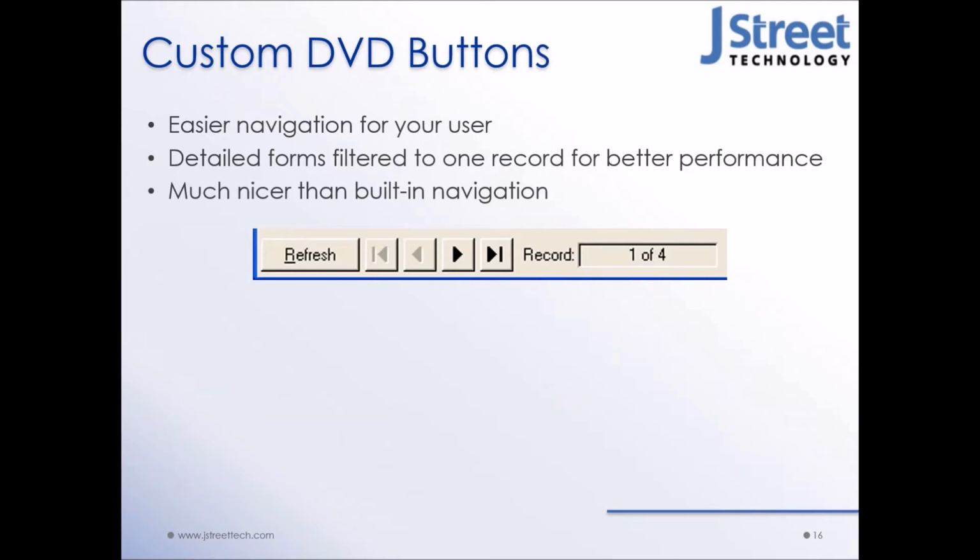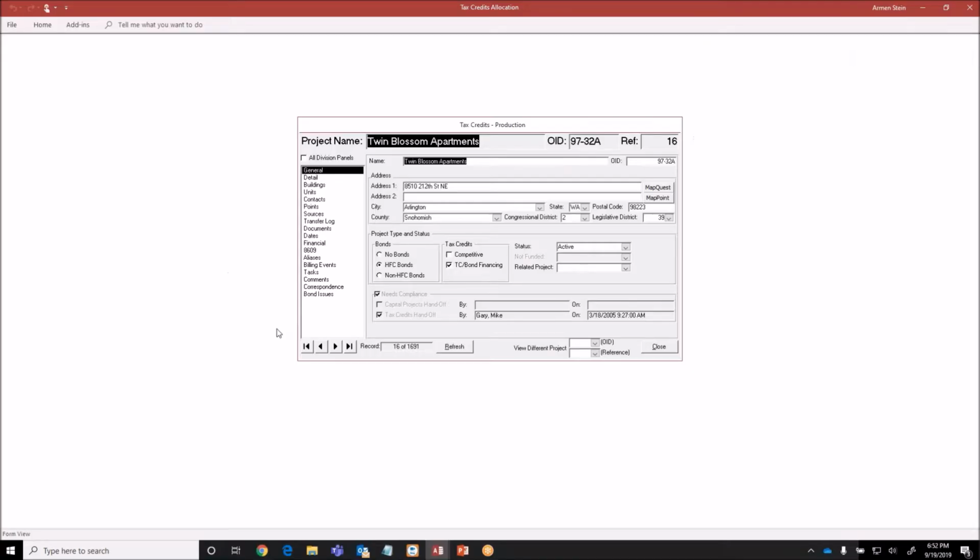These are the custom DVD buttons. I'm not going to explain them a lot because you can see what they do. This is the extreme example of it. You can see that I'm on record 16 of 1691.